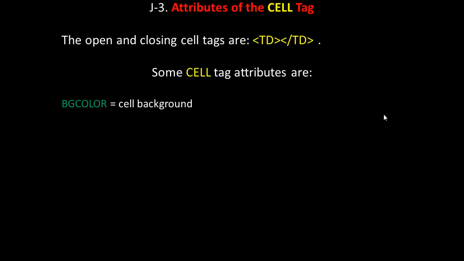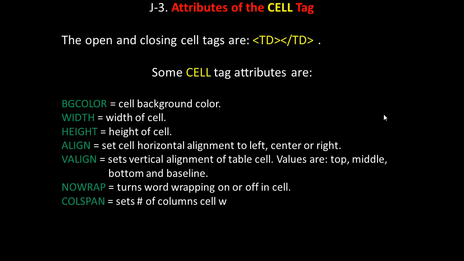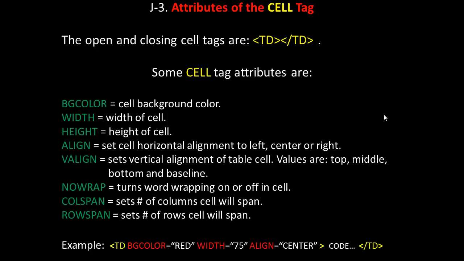Finally are attributes of the cell tag. The open and closing cell tags are TD and /TD. Some cell tag attributes are bgcolor, which sets the cell's background color, width and height, align, which sets the cell's horizontal alignment to left, center, or right, valign, which sets the vertical alignment of the table cell. Possible values are top, middle, bottom, and baseline. Nowrap, which turns the word wrapping on or off in the cell. Colspan, which sets the number of columns the cell will span, and rowspan, which sets the number of rows the cell will span. Here's an example of a cell tag with attributes.